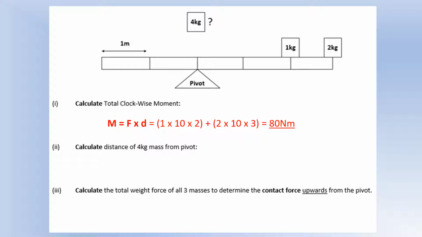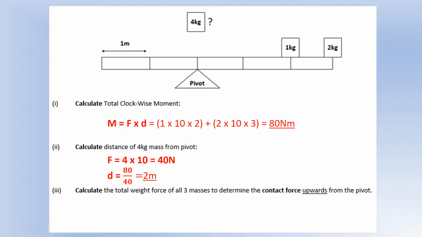Okay, so what we can do is we can then use that to figure out where we need to put the 4 kilogram mass. First of all, we know the weight force of this object is 40 newtons, and we need the moment to be 80 Newton meters. Therefore, we need to put it 2 units from the pivot, and we get a distance of 2 meters, and it will be on the left-hand end of the beam.